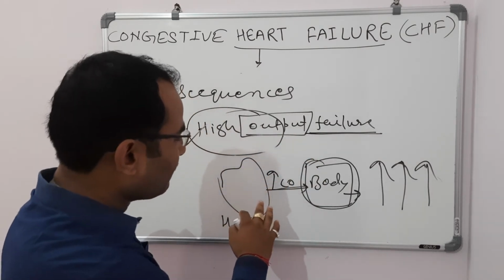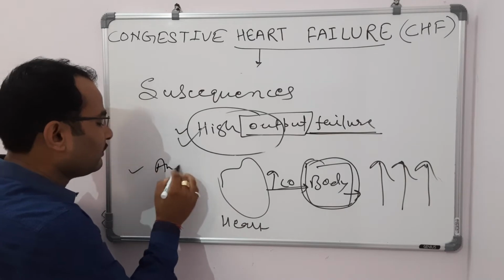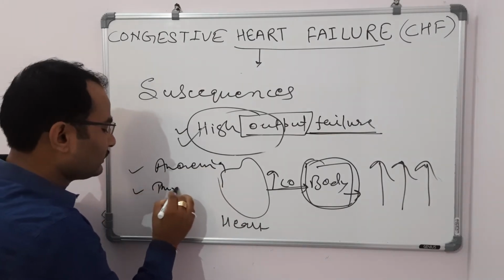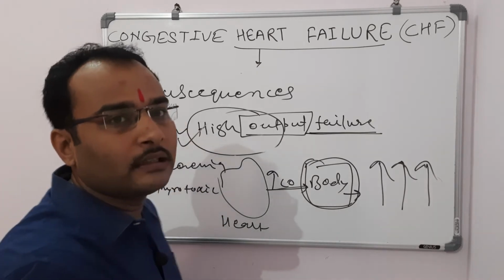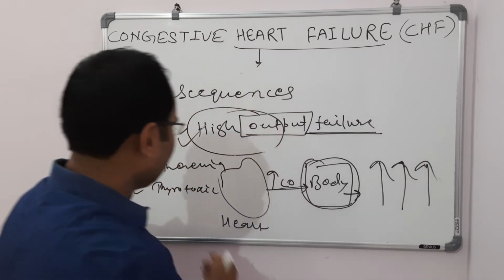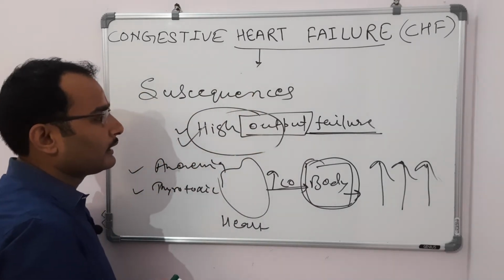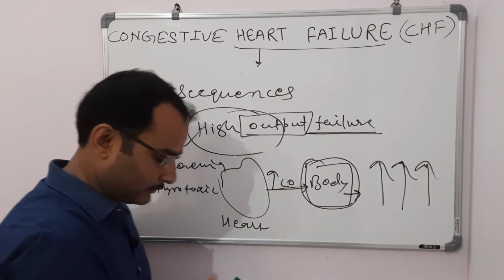हाई आउटपुट फेलियर की बात करें, like कई आपको प्रॉब्लम्स होती हैं, like if we talk about the anemia and thyrotoxicosis, and we can see in thiamine deficiency, thyrotoxicosis and anemia that are responsible for high output failure.